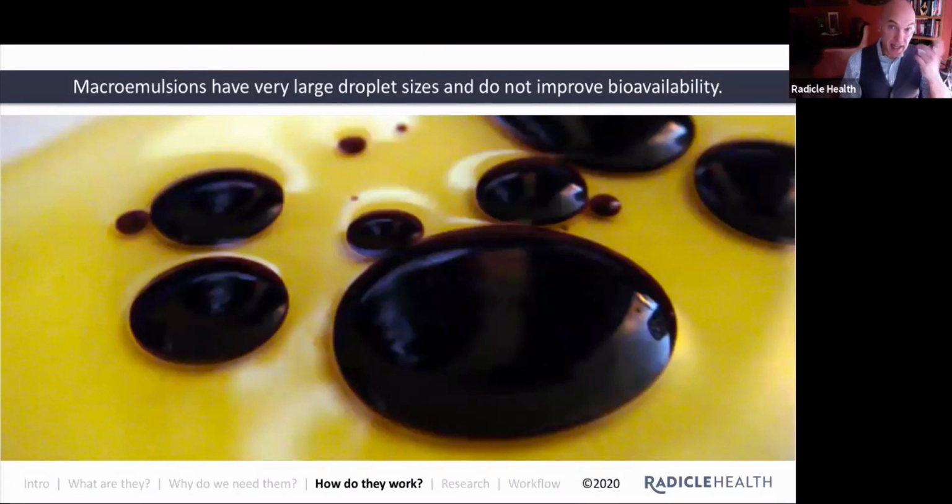So emulsions then, in theory, overcome the challenges of delivering water and soluble lipid compounds like cannabinoids. So we're not really going to talk anymore about macroemulsions. These, again, are basic types of emulsions. They have very large droplet sizes. They're unstable. They don't improve bioavailability. They don't shorten time of onset.